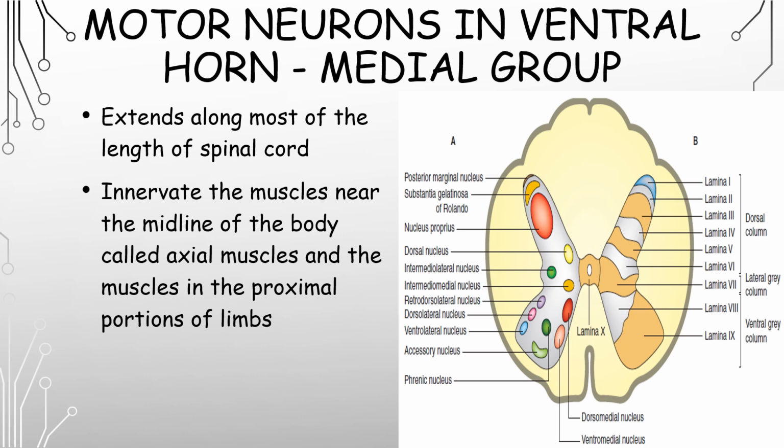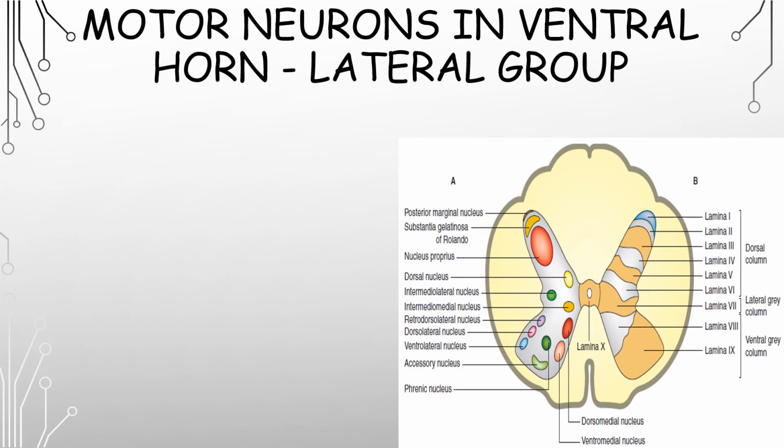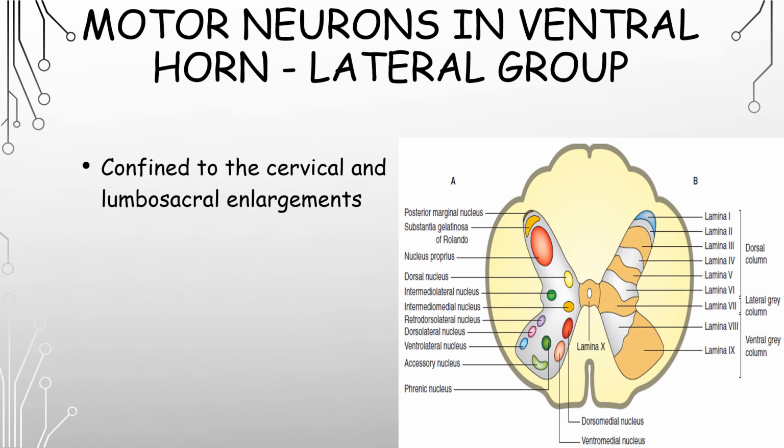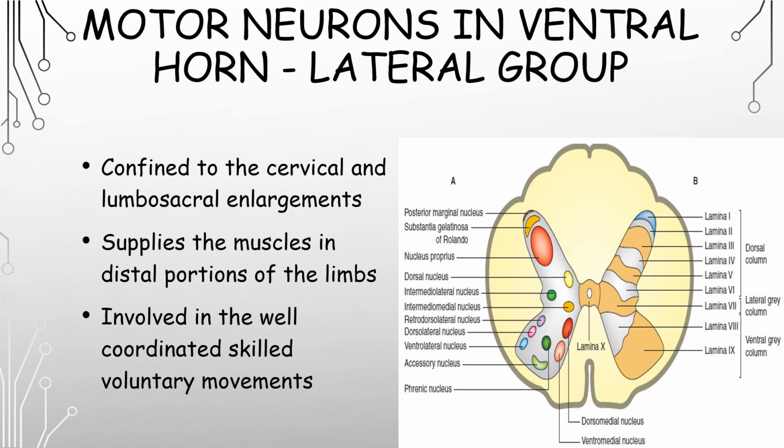So the axial muscles and the proximal limb muscles are what the medial group innervates. It is also involved in the adjustment of posture and gross movements. The lateral group is confined to the cervical and the lumbosacral enlargements. It supplies the muscles in the distal portions of the limbs. They are involved in well-coordinated, skilled voluntary movements.